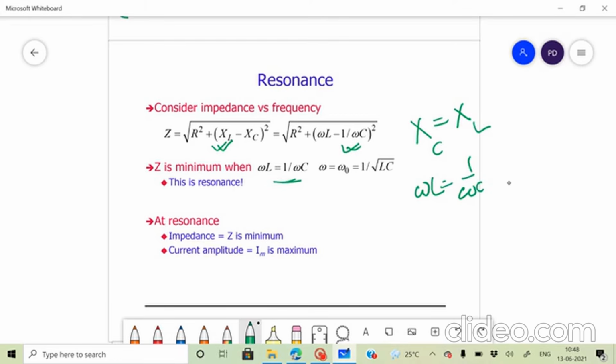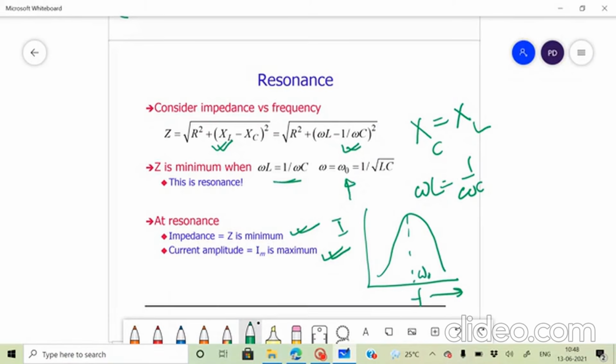And I define a new frequency, which is the resonance frequency. That is omega naught, which is equal to 1 over root LC. At resonance, the total impedance Z is minimum and current is maximum. So that's why you get this curve. You plot current as a function of frequency. This is your omega naught or f naught. Omega is the angular frequency and f is the frequency of the AC signal. That's where you get resonance.